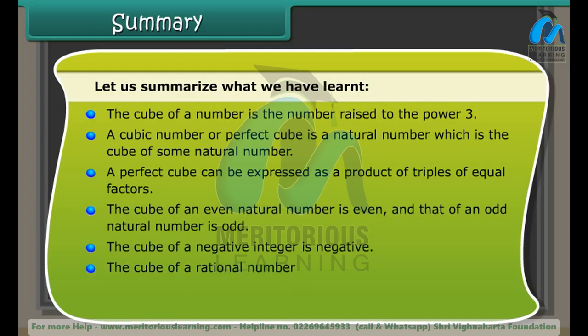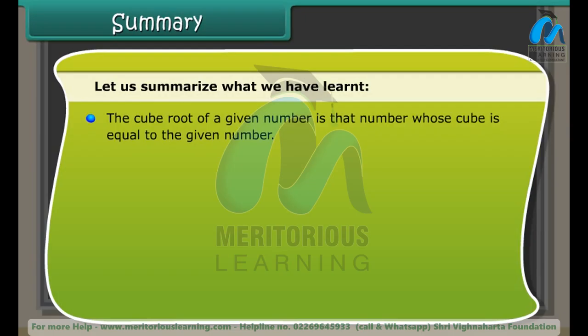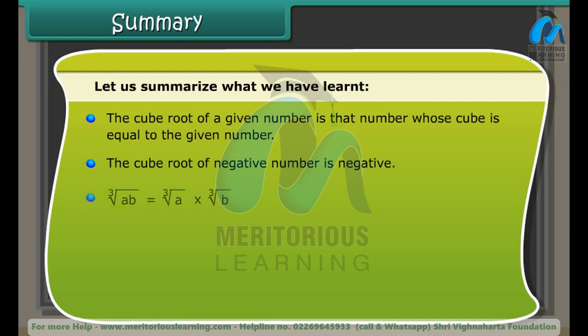The cube of a rational number, a upon b, is (a upon b) whole cube, which is equal to a cube upon b cube. The cube root of a given number is that number whose cube is equal to the given number. The cube root of a negative number is negative. Cube root of ab is equal to cube root of a into cube root of b.